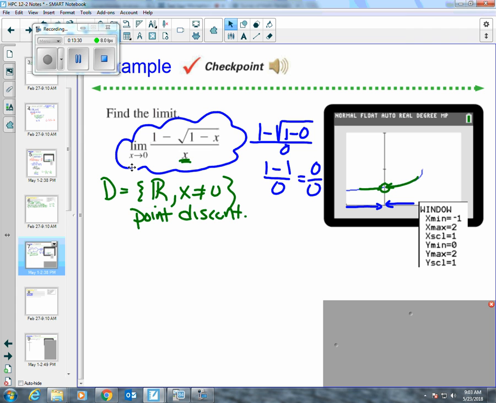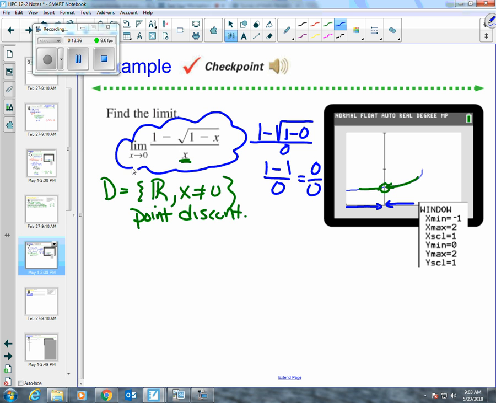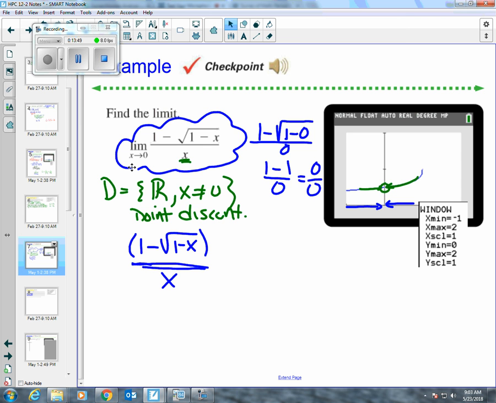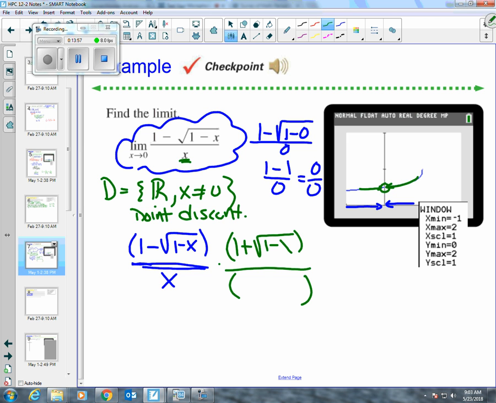So let's see if we can use that rationalizing technique. So I'm going to try rationalizing this to show where that's approaching. I'm going to multiply both the top and the bottom by the conjugate of the numerator. So I'm just going to recopy my expression here. What would the conjugate of the numerator be? Well, it's going to be the same binomial, but with the opposite sign. So 1 plus the square root of 1 minus x.